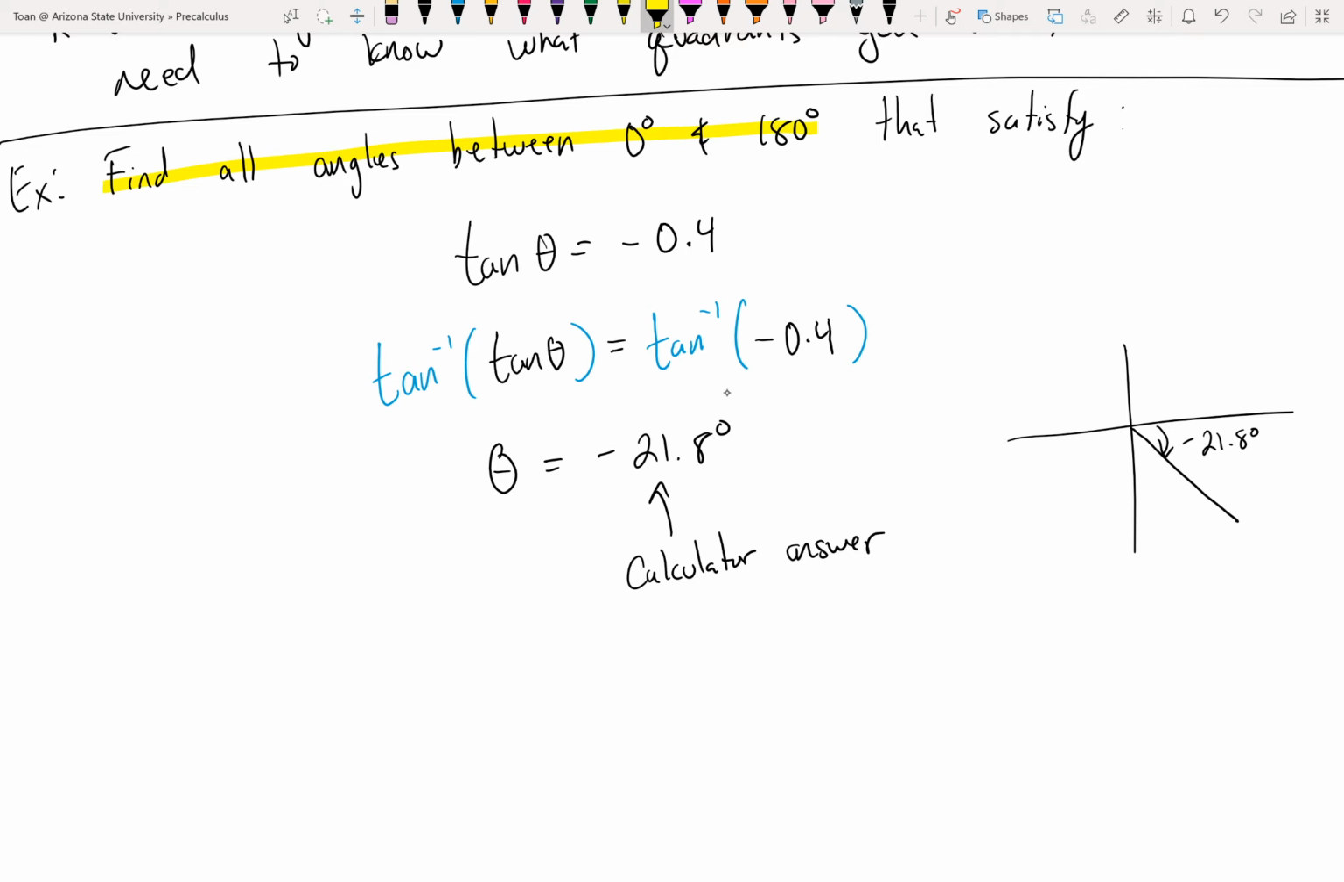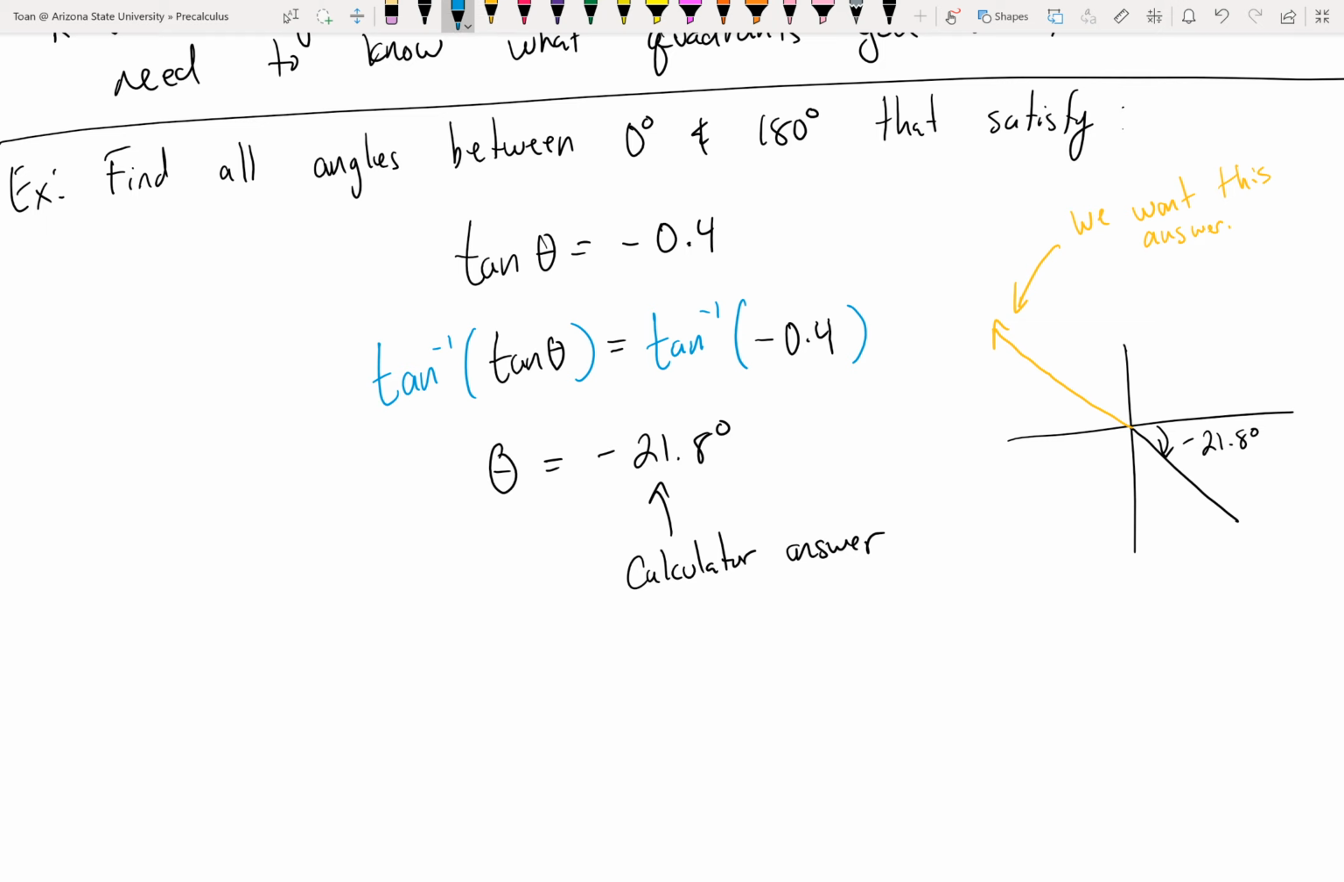But according to the instructions, we want our answer in this region here. So notice what this statement says: tangent inverse of negative 0.4. It says this should equal some angle where the tangent value is negative. Ask yourself, within the parameters of the question, from 0 to 180 degrees, in what quadrant is tangent negative? And after thinking about it briefly, I hope we all know that tangent is negative in the second quadrant. So although this is what our calculator gave us, the black angle, this right here is what we want. We want this answer.